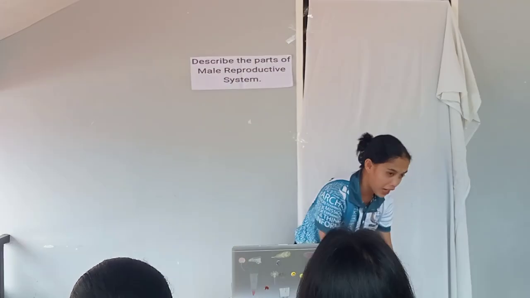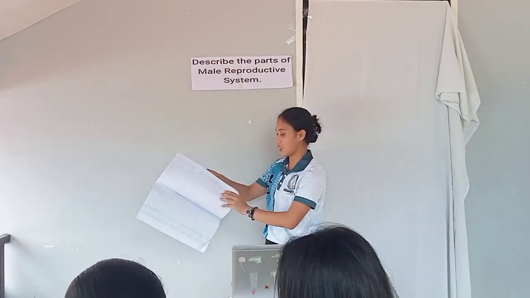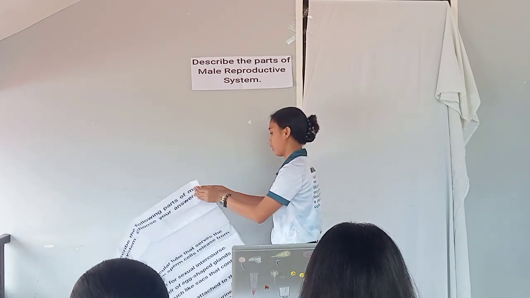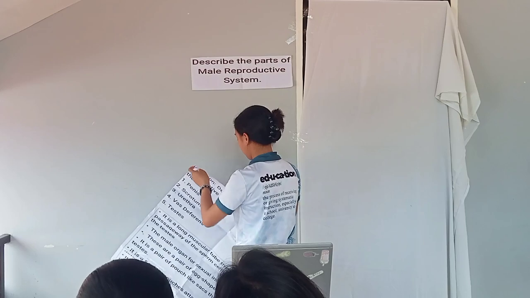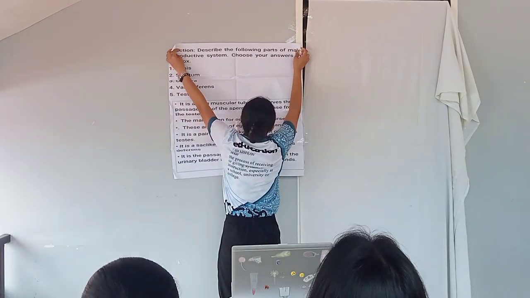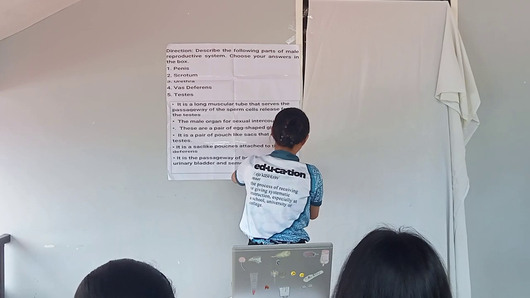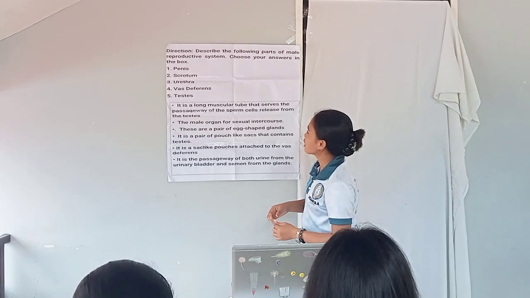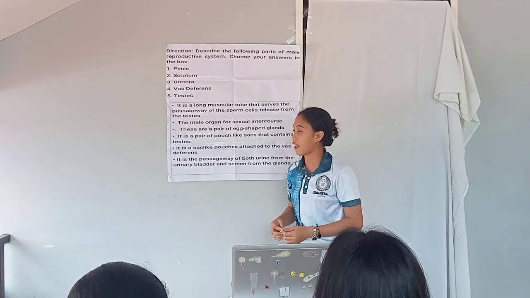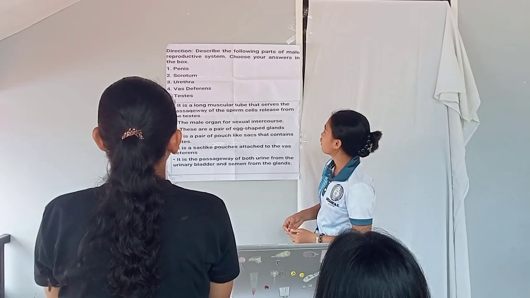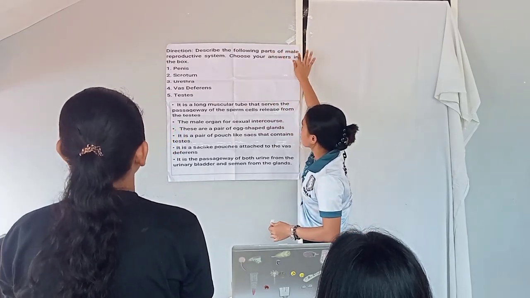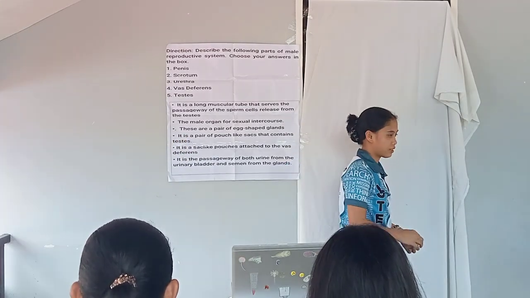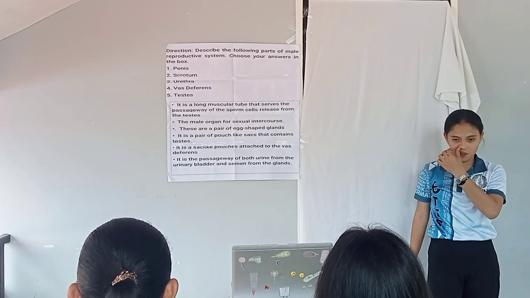Then we have a last activity for today's lesson. Okay, kindly get one whole sheet of paper. Okay, let's answer this activity. Kindly read first the direction. Kindly read, Lyra, please. Describe the following parts of the male reproductive system. Choose your answer in the box. Okay, answer it in two minutes.